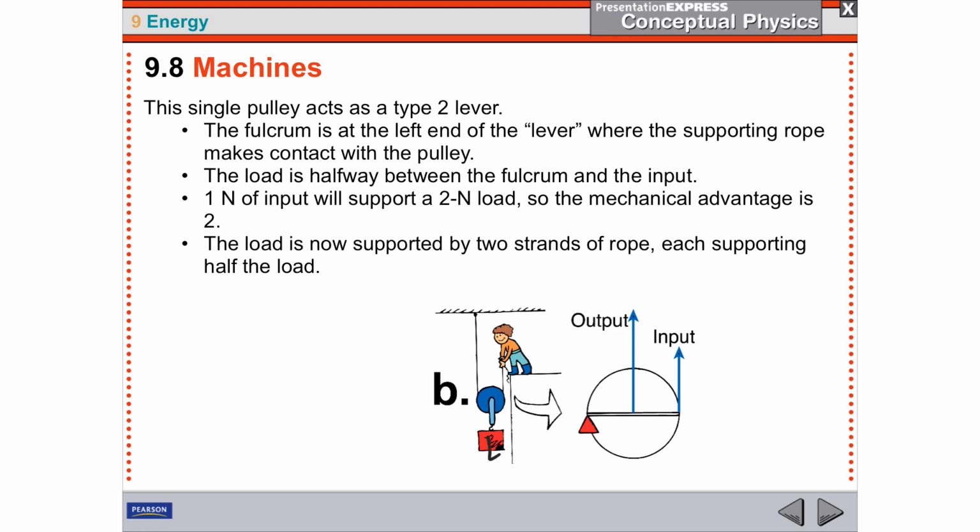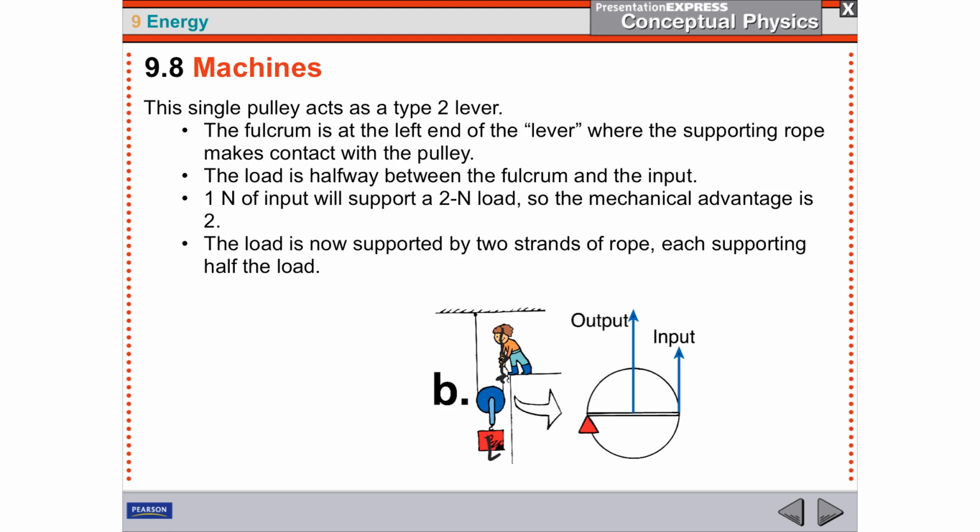This is the load. That means this distance is going to be at least half of the distance in the first case. Okay, so as I move this one up, if I move it farther, that distance will reduce the force. So if the load is halfway between the fulcrum and the input, then I actually am doubling. One input of lift will lift a 2 Newton load. So the mechanical advantage is 2.